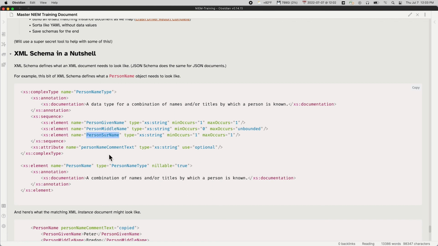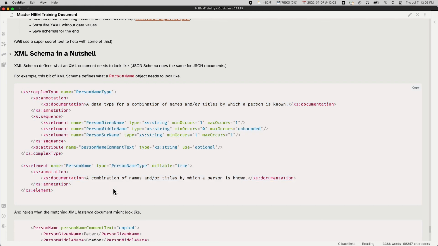Then the last bit here is an attribute. And the attribute is an XML attribute. What do those look like? We're going to see when we look at the matching instance in just a second. But this attribute is named person name comment text. It is also a string. Attributes just have optional or required, so we're going to make it optional. And it's just a general comment about the name, whatever comment you want. So this whole block of XML schema here defines what a person name object looks like.